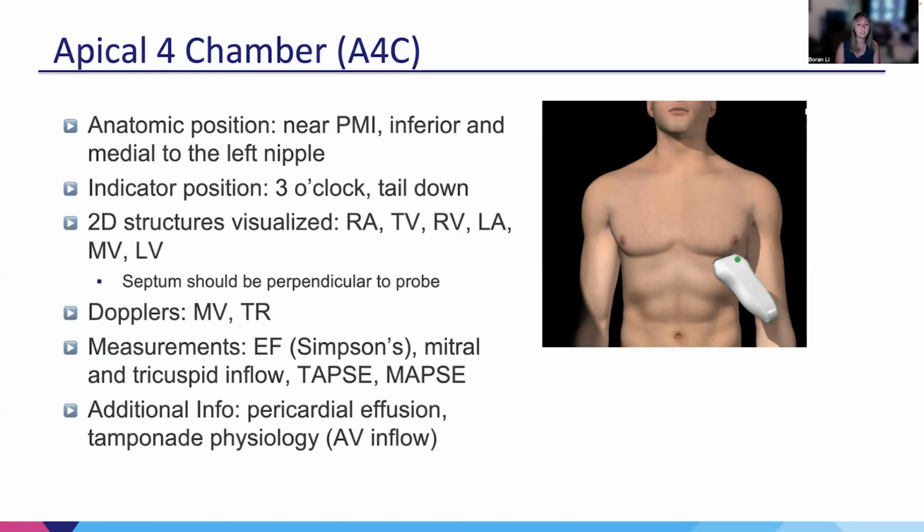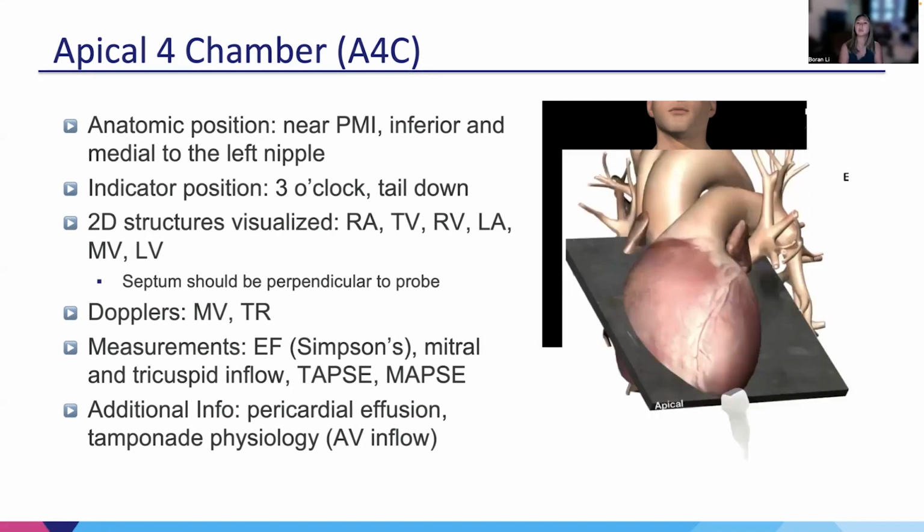So I find that the easiest way to do it is I feel for the PMI and then I just start there and start sweeping or sliding around. So I go towards the PMI. The probe is, again, I'm holding it overhand the way that I would with the subcostal view, and the indicator is at the 3 o'clock position, which means it's like under my middle finger. And then I want to aim it towards the right shoulder because, again, if the axis of the heart is like this, we're trying to catch it up its axis.